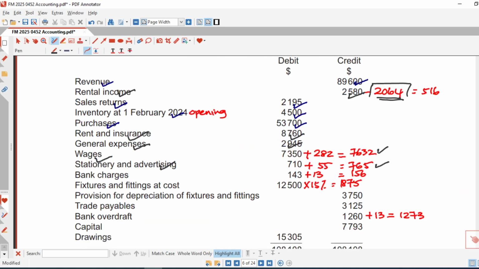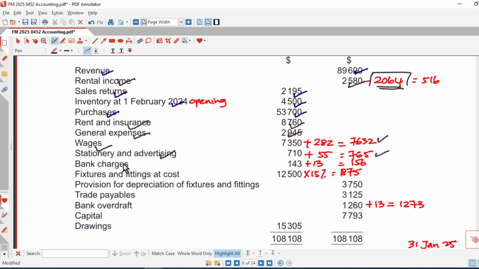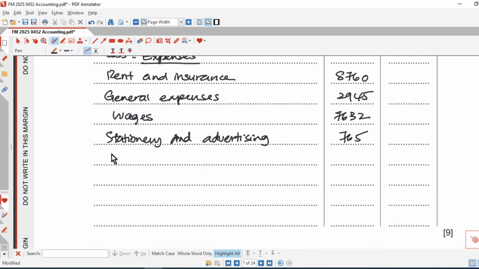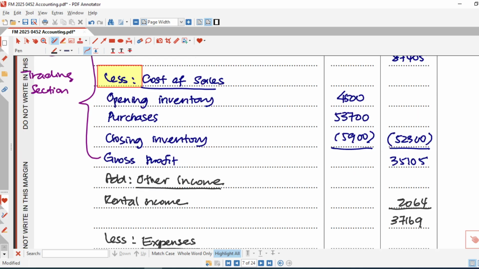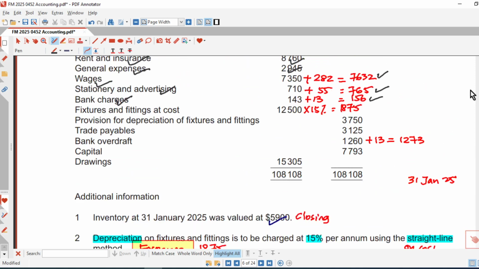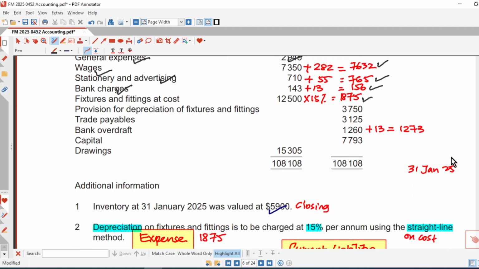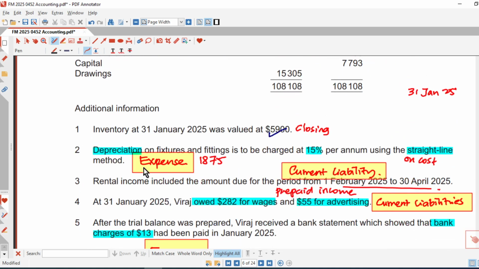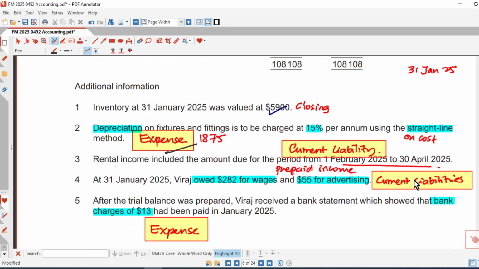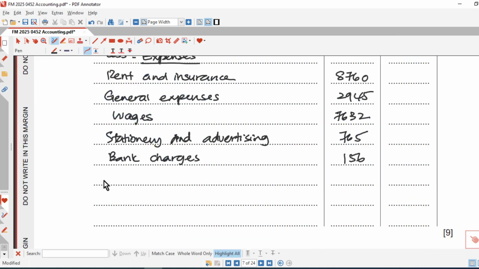So what's next? After stationery and advertising, we have bank charges, 156. Okay, anything else? Well, we did calculate depreciation earlier, 1,875. That's also one of our expenses, right? I've marked it here. So depreciation, 1,875.